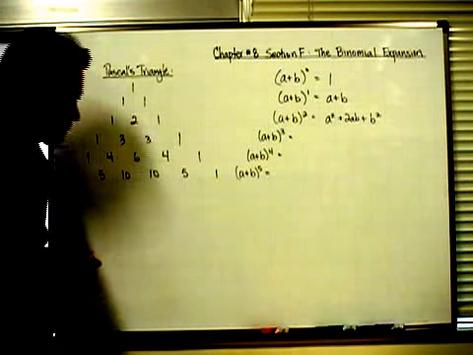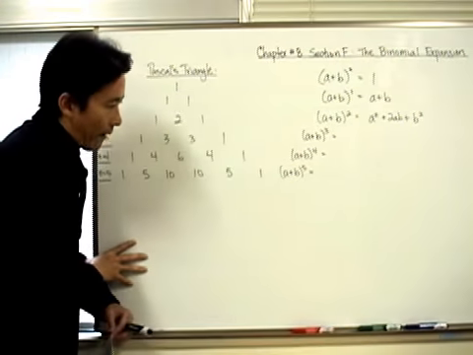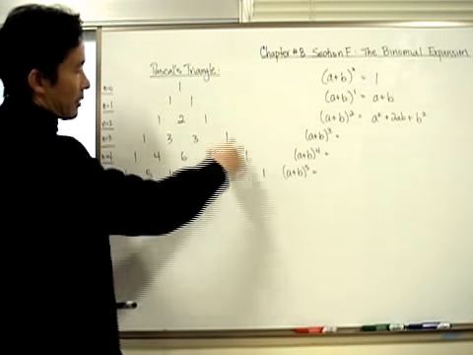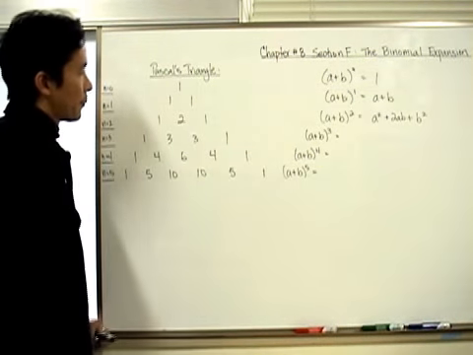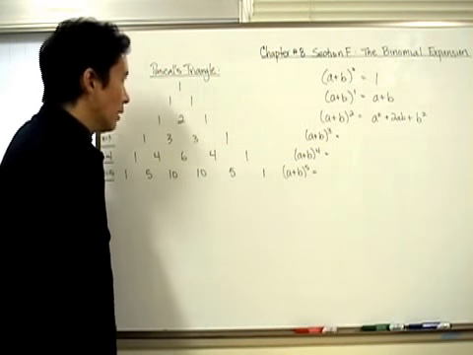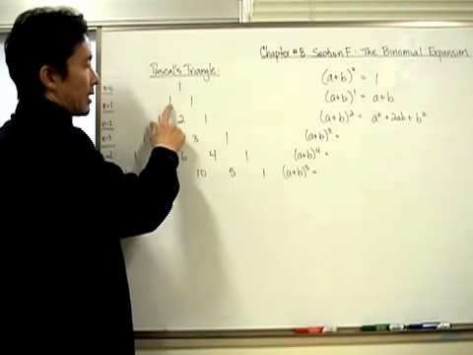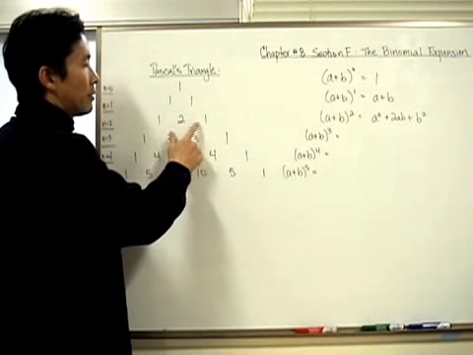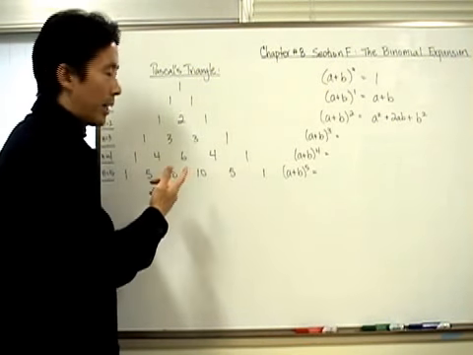Now, Pascal's triangle, let me move this over. Pascal's triangle looks like this. Notice it's a triangular array of numbers. We start off with the value of 1. Then on the next line I go 1 and 1. And then on the next line it's 1, 2, and 1. Now why is it 1, 2, and 1?